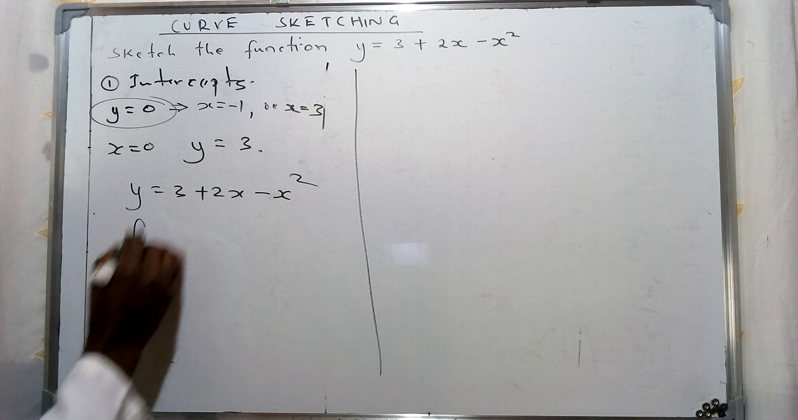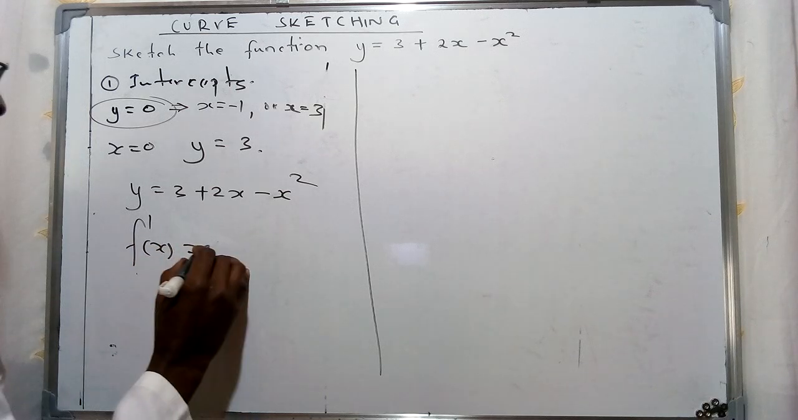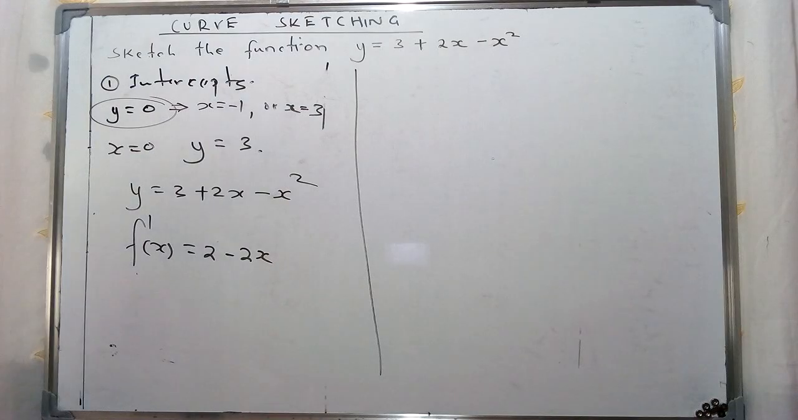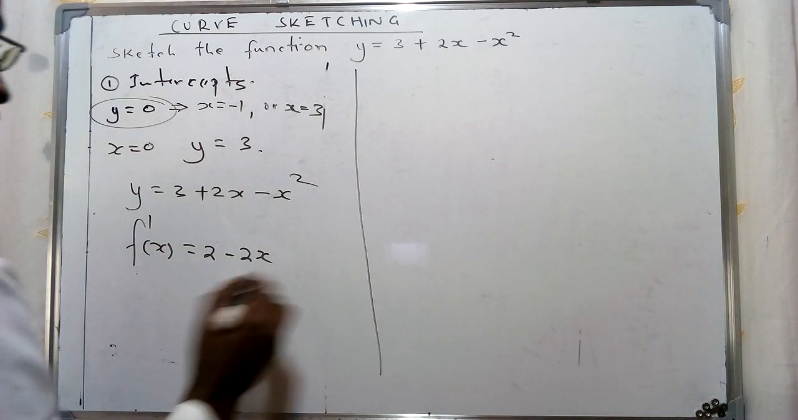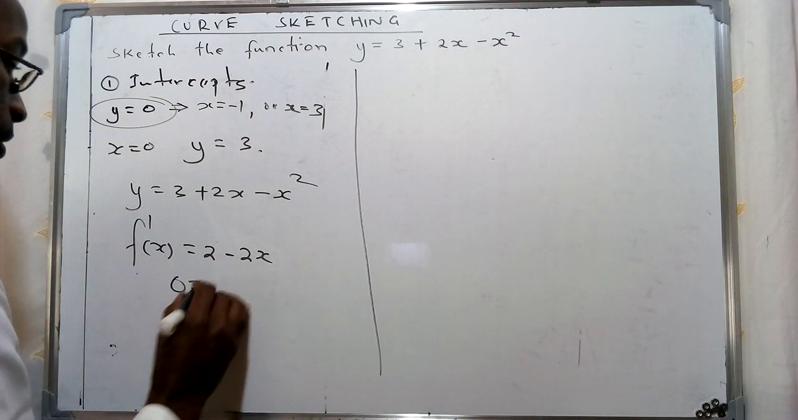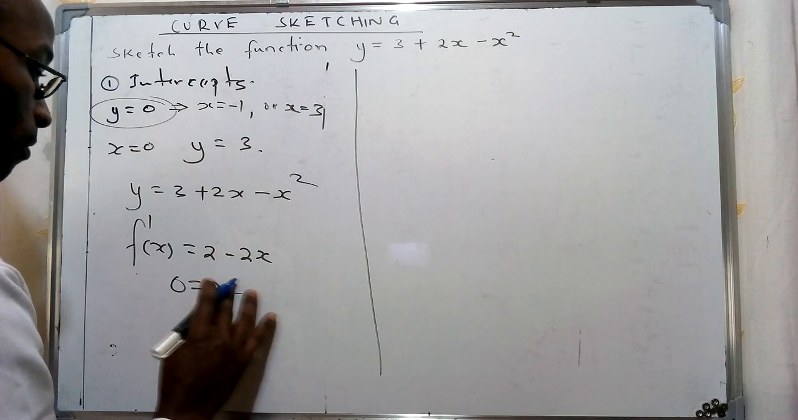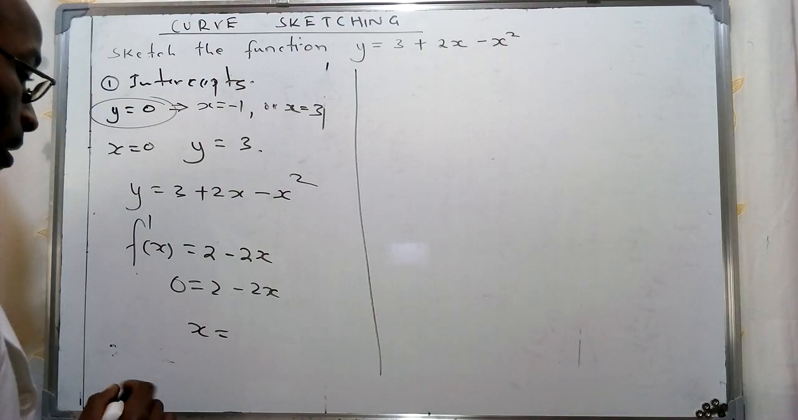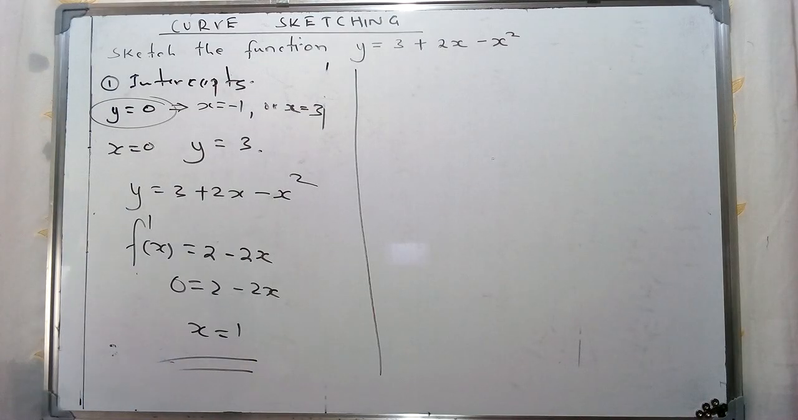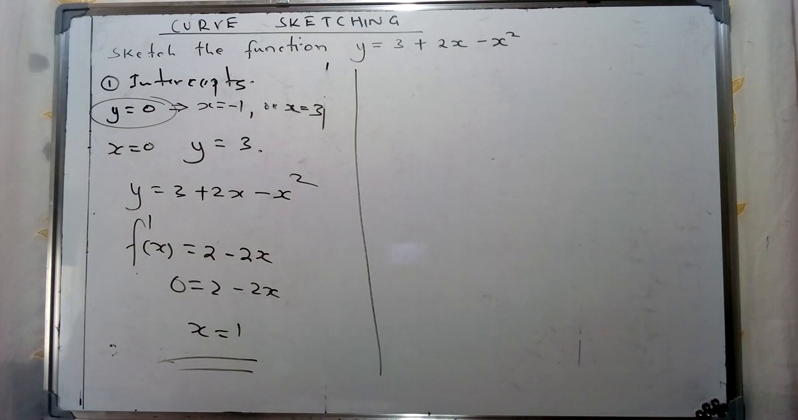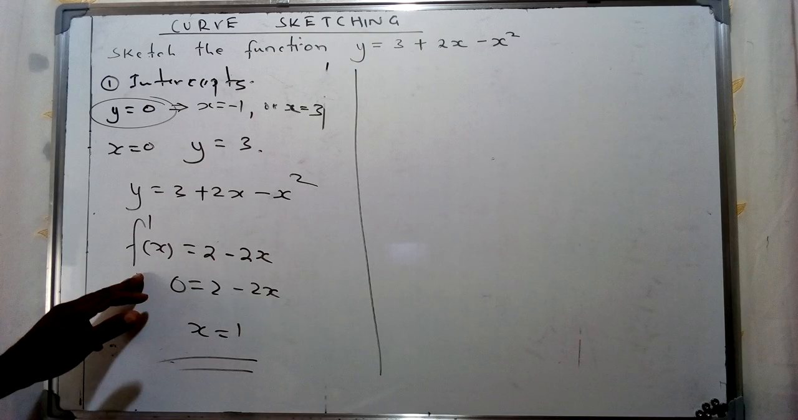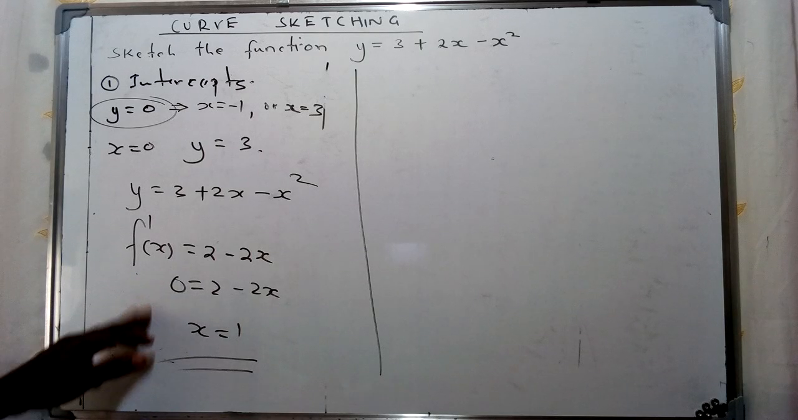So this f prime of x is equivalent to 2 minus 2x, and this is going to be equivalent to 0. So we have 2 minus 2x equal to 0, whereby x is the value of 1. And therefore, at 1, we have the first derivative equal to zero, which gives us a stationary point.